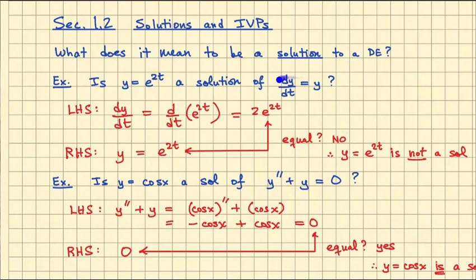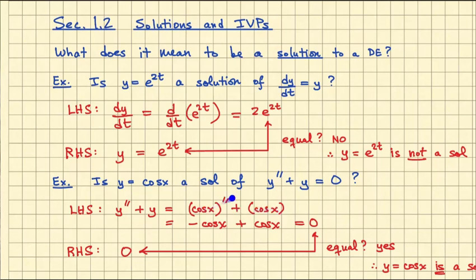This was a first-order equation, so let's try this on a second-order equation. We ask the question, is the function y equals cosine x a solution of the differential equation y double prime plus y equals 0? We want to take the left-hand side of the differential equation and substitute in what we're proposing the solution is. So wherever we see a y, we put a cosine x. And then we just let the calculus chips fall where they fall. We take the second derivative of cosine x plus cosine x.